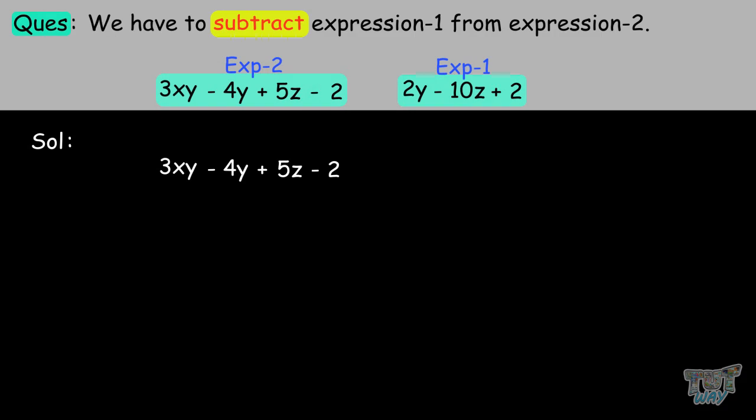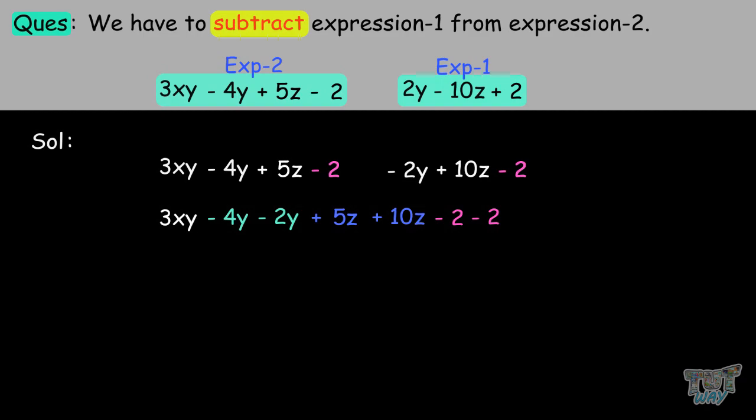3xy minus 4y plus 5z minus 2 is our expression 2, and we have written it as is. Now for expression 1, let's write it with all the signs reversed. 2y will become negative 2y, negative 10z will become positive 10z, and positive 2 will become negative 2. So the expression is now 3xy minus 4y plus 5z minus 2, negative 2y plus 10z minus 2. Now we have to add these two expressions like we normally would. So 3xy has no like terms. Write it as it is. Now negative 4y and negative 2y are like terms, so write them together. Now positive 5z and 10z are like terms. Write them together. And minus 2 and minus 2 are like terms. Write them together.